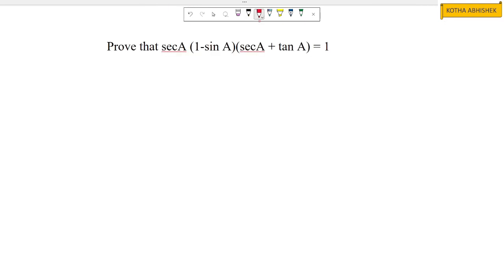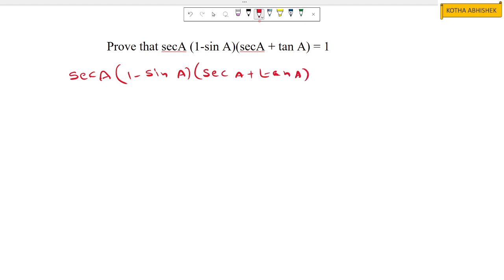Next question, prove that sec A (1 minus sin A)(sec A plus tan A) equals 1. Here write the first one as it is, sec A. Open bracket, 1 minus sin A as it is, into sec A plus tan A.